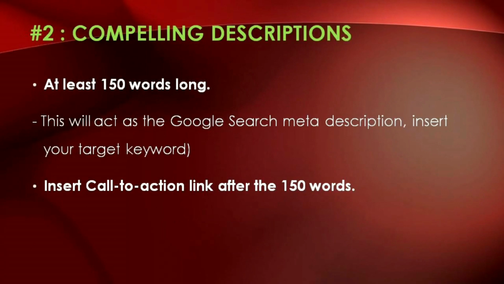Make sure your channel description is at least 150 words long. The reason is because what you write will act as the Google search meta description that will appear on search engine results. This is also where you want to insert your target keyword that will increase relevance and popularity. Another tip is to insert a call to action link after the 150 words. This is where you bring your audience to another level, deeper into what your business has to offer and what you can do to help solve their problem.